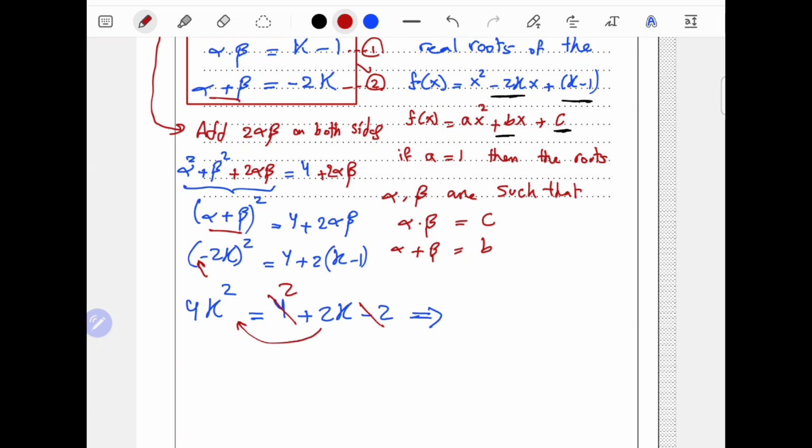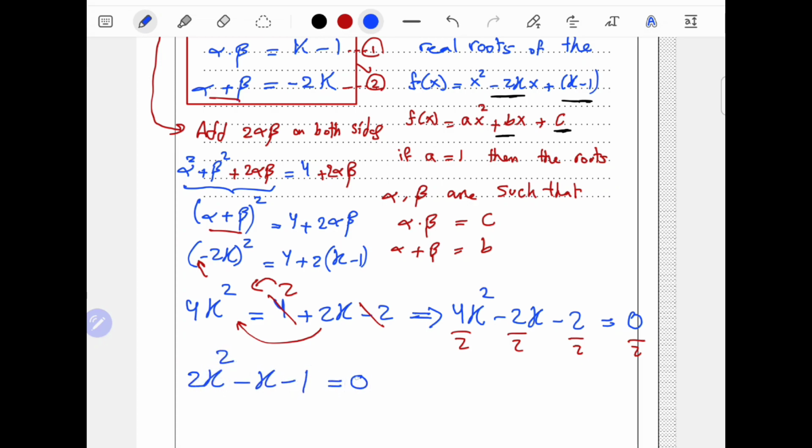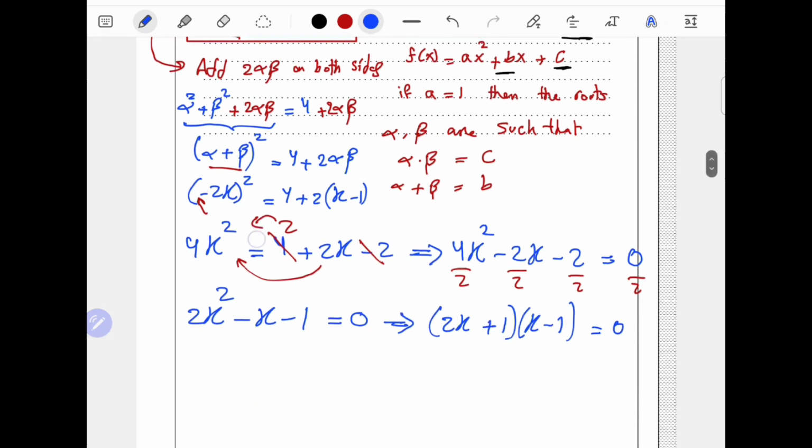So continuing, we can combine minus 2 with 4, which is just 2. You can take the 2k to the other side and 2 to the other side, and we will have 4k squared minus 2k minus 2 equal to 0. Then what you can do is divide the whole equation by 2. So we will get 2k squared minus k minus 1 equal to 0. And we can factor this as 2k plus 1 times k minus 1 equal to 0.